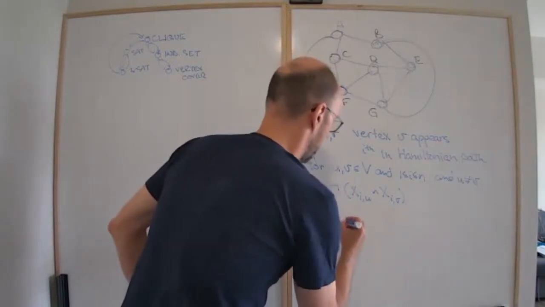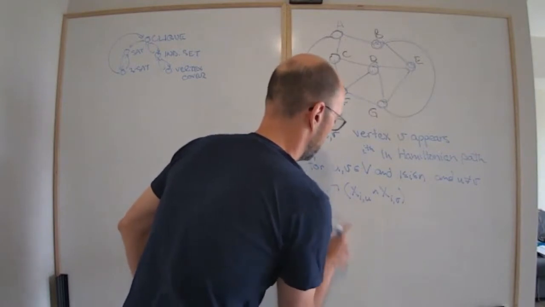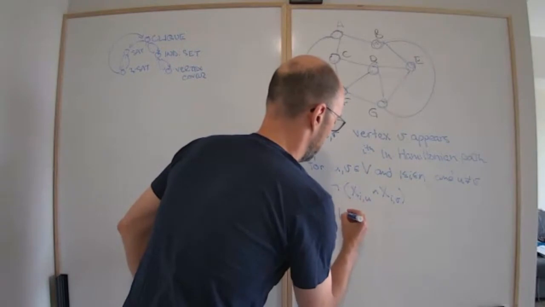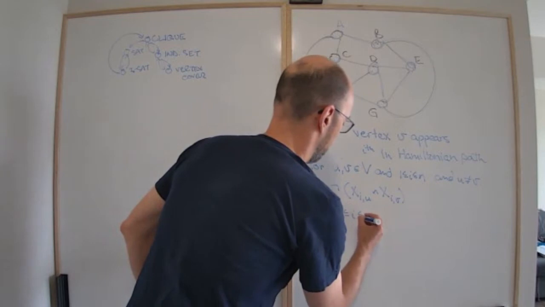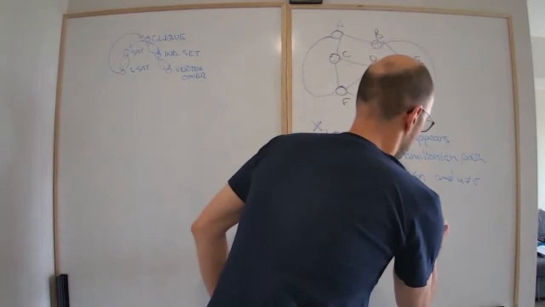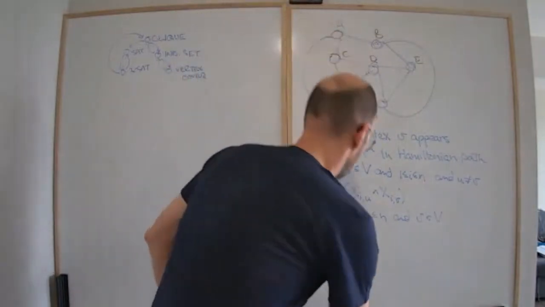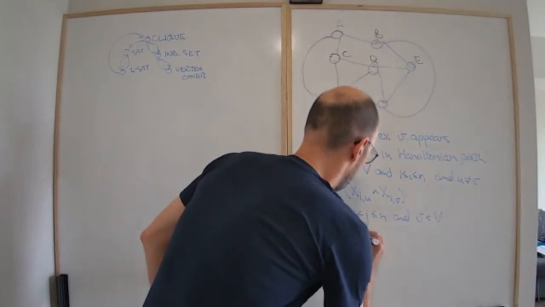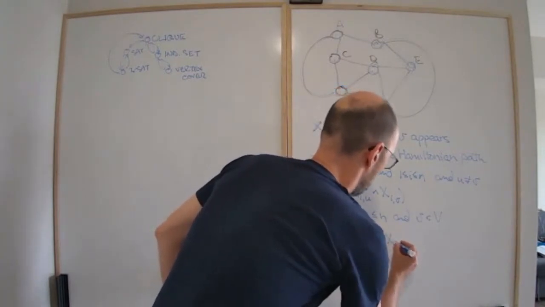for i, j, well, 1 less than or equal to i, yeah, this is what I was doing, less than j, less than or equal to n, and v in V. So this is probably the small camera can't see this anymore. We have not x_{i,v} and x_{j,v}. Okay?